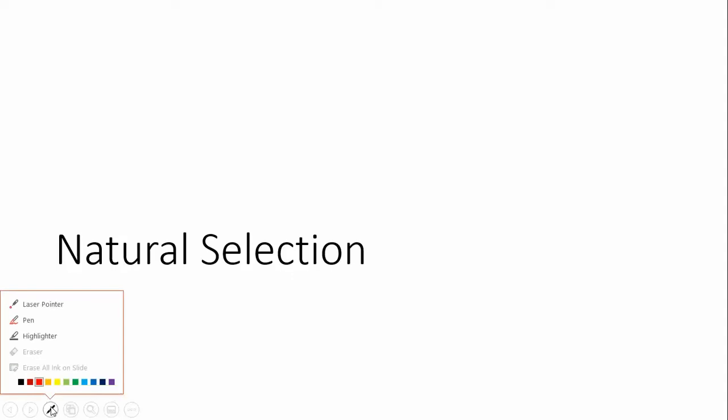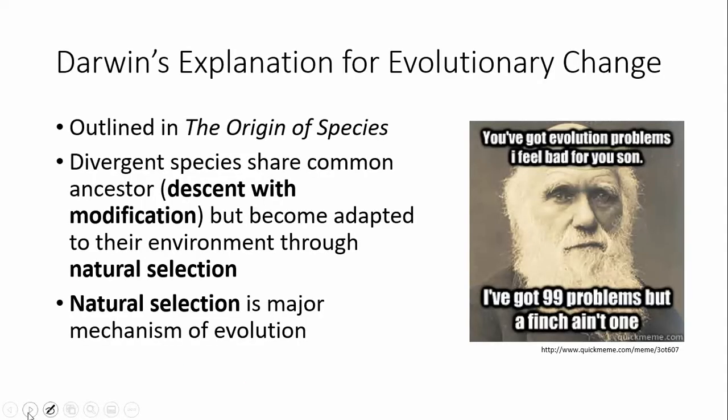So now that we've talked about that, let's talk about natural selection. What happens when we're looking at what nature is doing instead of what humans are doing? This was Darwin's entire explanation for how species change over time. On the Origin of Species was the book that he published that laid all of this out.